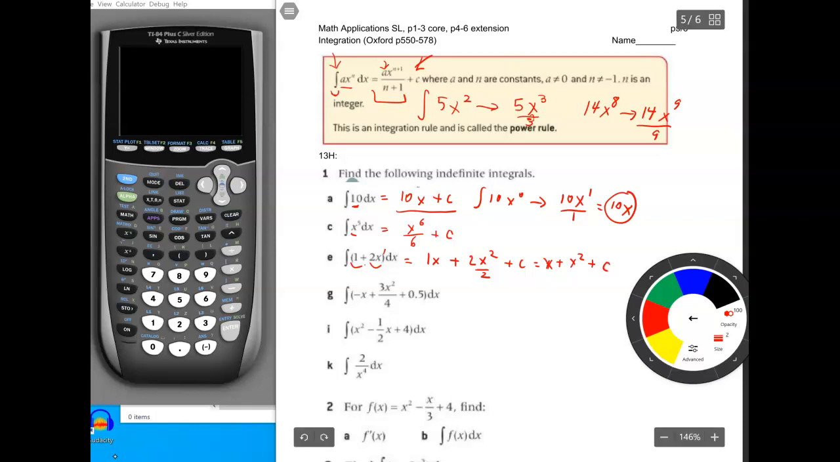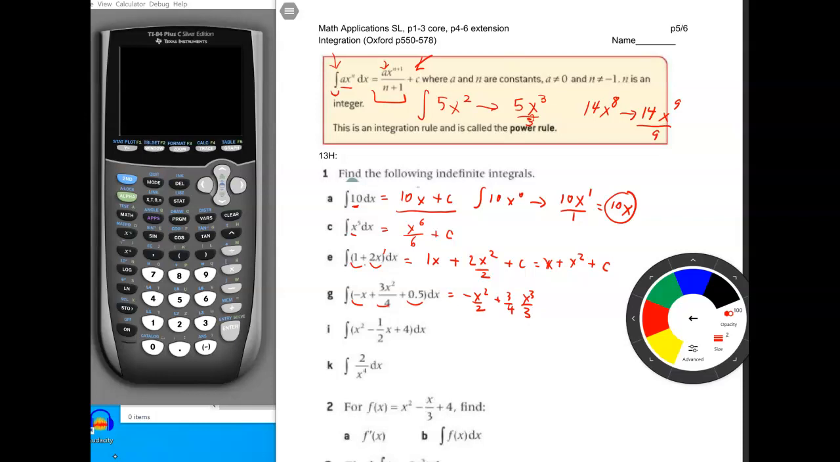Okay, let's look at g. So for g, I'm going to do these three separately, and then I just add the results together. What's the antiderivative of negative x? It would be negative x squared divided by 2. I treat the negative as a negative 1 times x, so we just leave the negative 1 out front, and then the x to the first becomes x squared divided by 2. Now I'm going to do plus 3/4 x squared. I'm going to leave the 3/4 out front, and then I'm going to take the x squared and make that x cubed divided by 3.